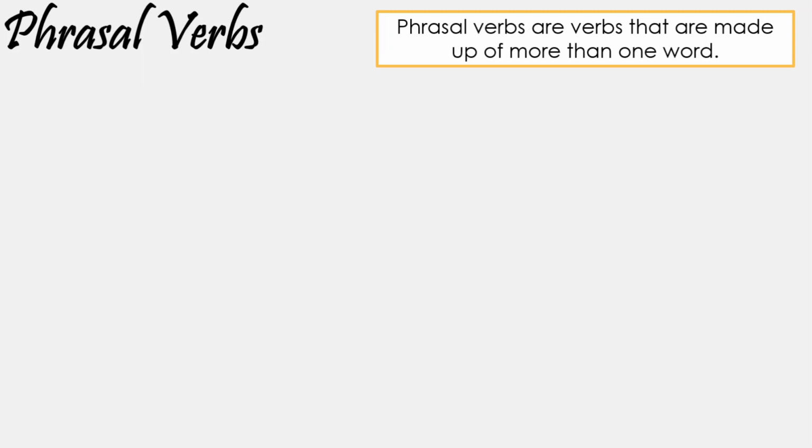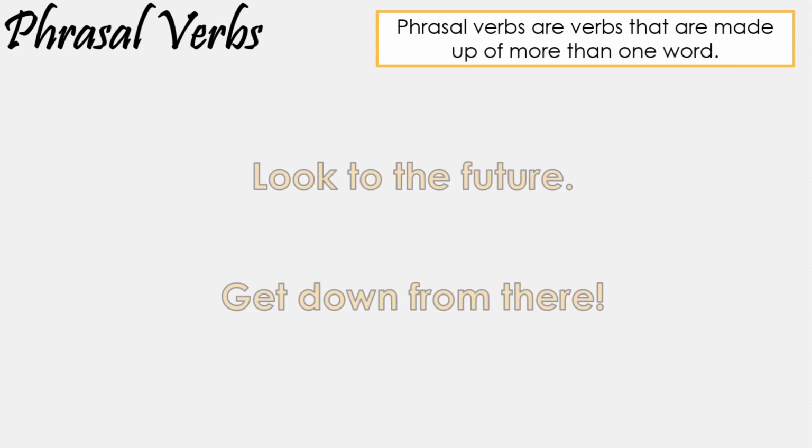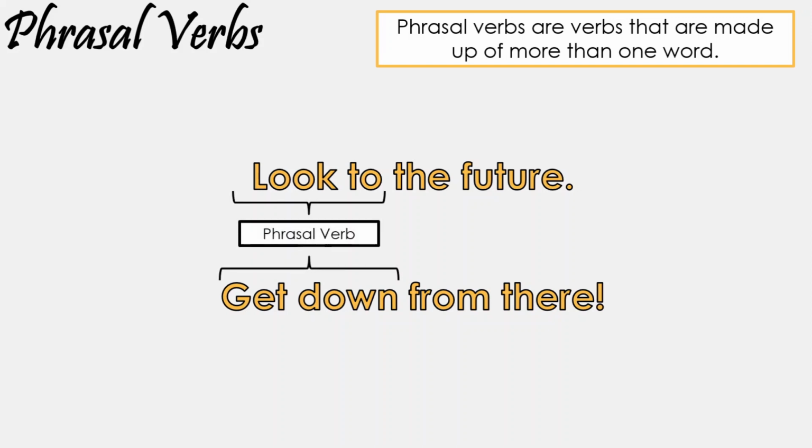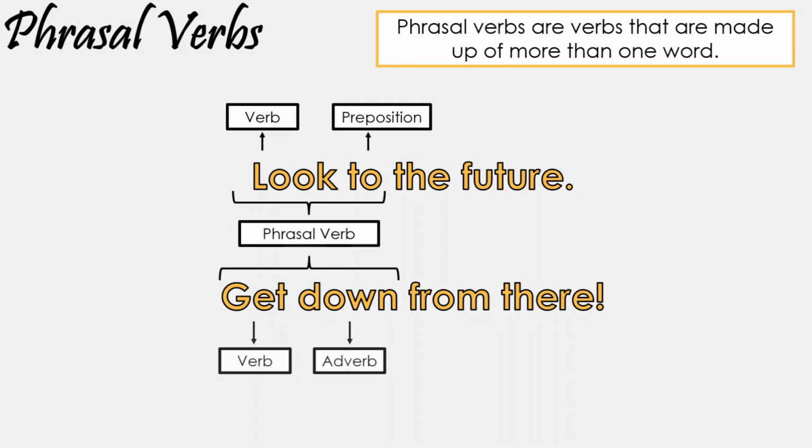Phrasal verbs usually come in two forms. Take the phrases, look to the future, and get down from there. Here are the phrasal verbs, look to and get down. And sometimes phrasal verbs are made up of a verb and a preposition, such as look to, or they can be made up of a verb and an adverb, such as get down.